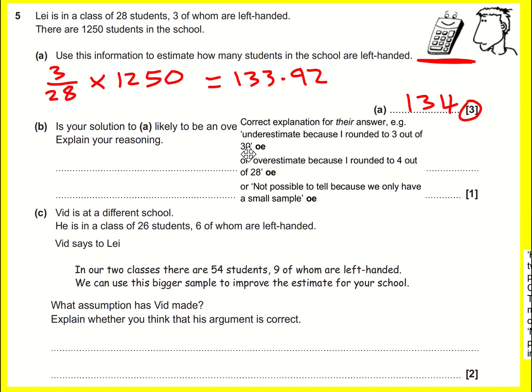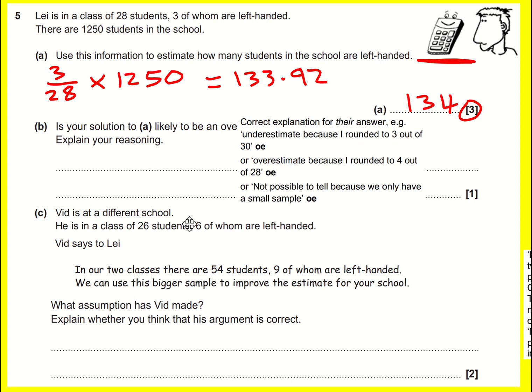So you could say, if you went with that 3 out of 30 that I talked about before, that it would be an underestimate, or if you went with 4 out of 28, it'd be an overestimate. I didn't do that at all. So actually, my correct answer would have been, I can't tell. I just don't know. I only have a small sample.